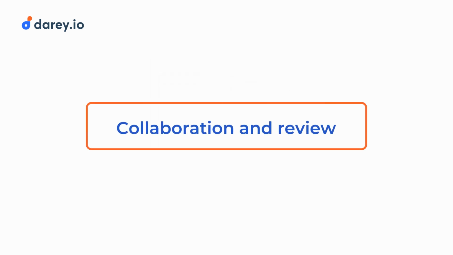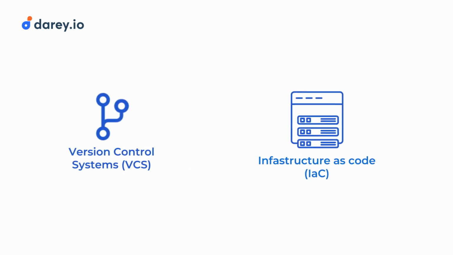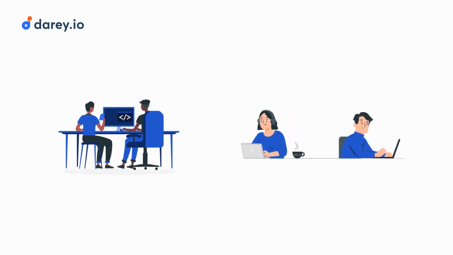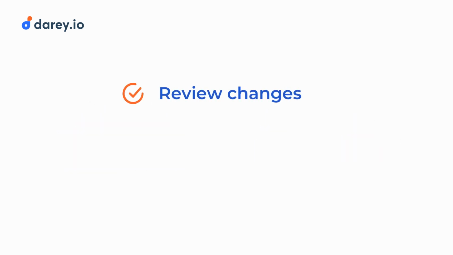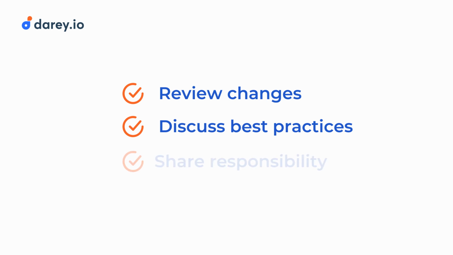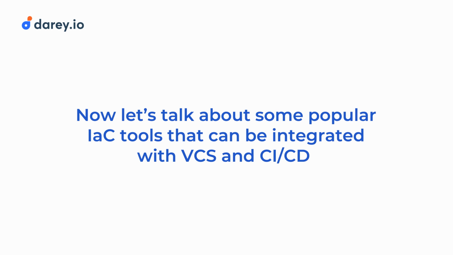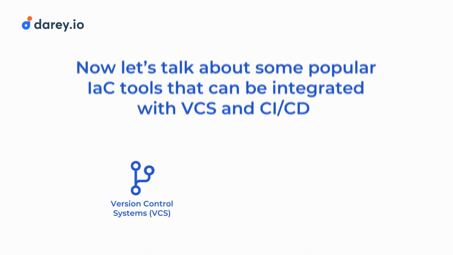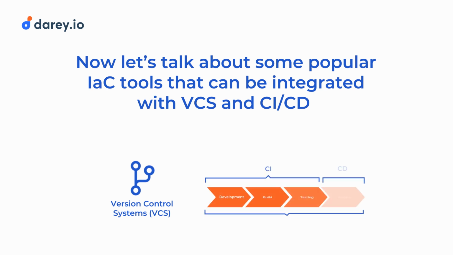Collaboration and review. By using a VCS for infrastructure as code, we can now enable collaboration between developers and operations teams, making it easier to review changes, discuss best practices, and share responsibility for maintaining the infrastructure. Now let's talk about some of the popular infrastructure as code tools that can be integrated with version control systems and have CI/CD pipelines for them.